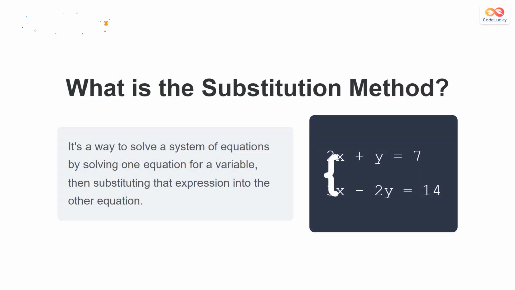So, what is the substitution method? It is a technique for solving a system of two equations. It involves solving one equation for a single variable and then substituting that new expression into the other equation. This process eliminates one of the variables, making it possible to solve for the other.